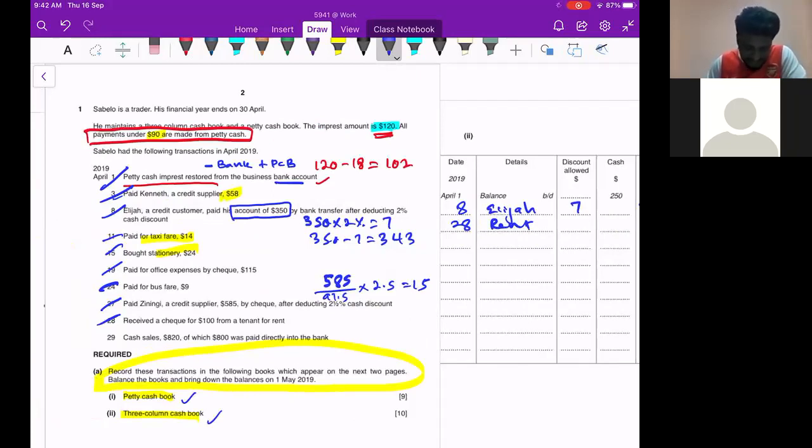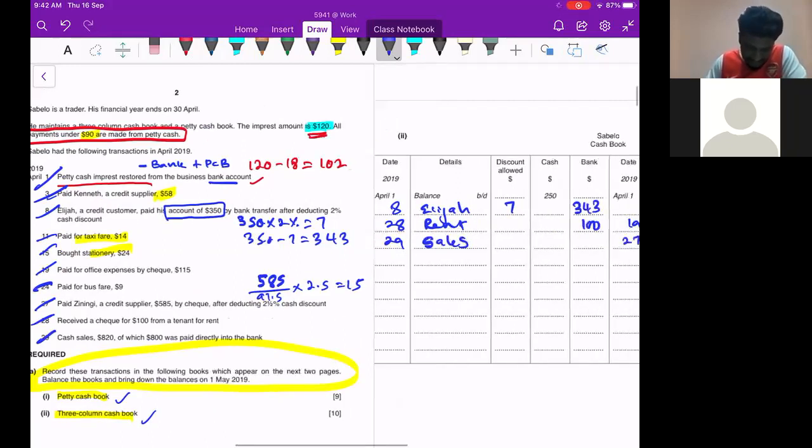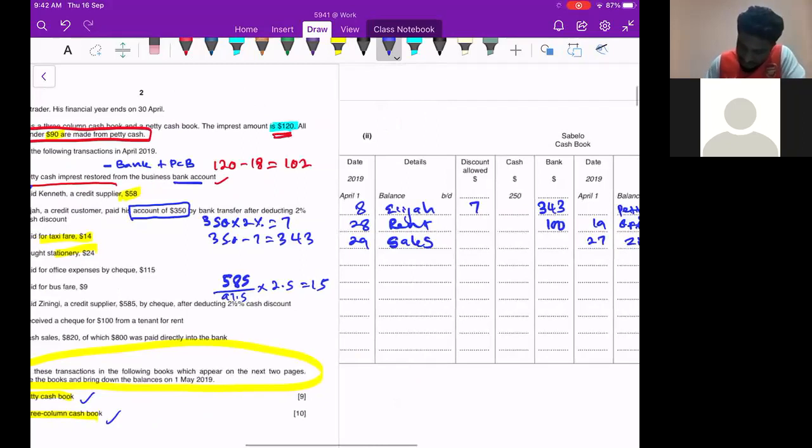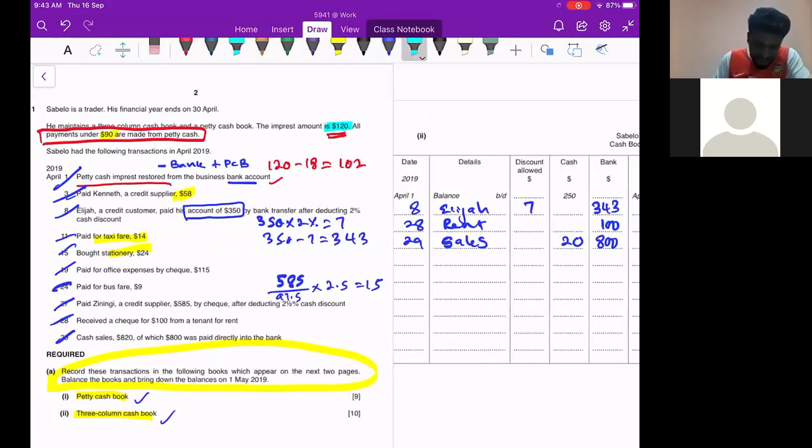After that, cash sales 820, of which 800 was paid directly into the bank. Okay, this is cash sales on the 29th. This will be the sales. 800 I paid into the bank. The balance 20 will be in cash. Do you understand this? Cash sales 820, 800 paid directly into the bank. So the bank will be 800, and the balance 20 we leave in the cash.